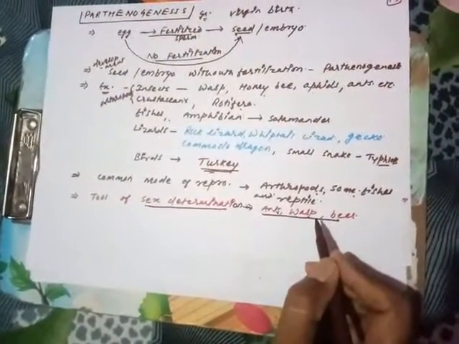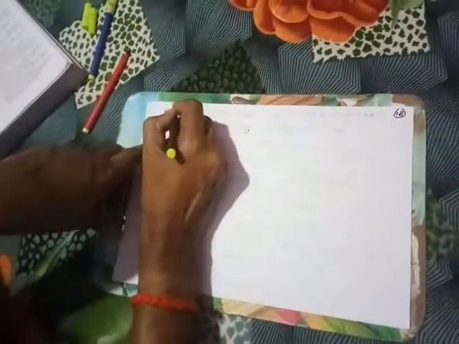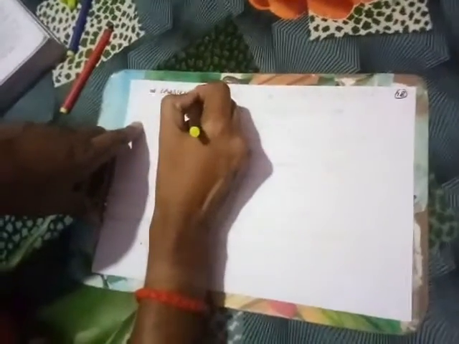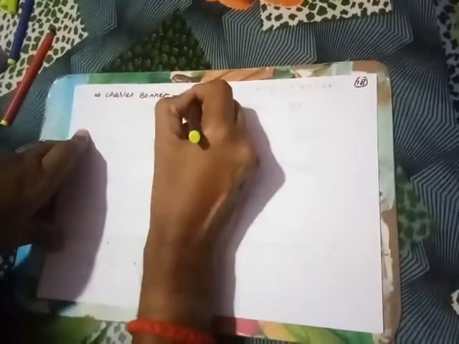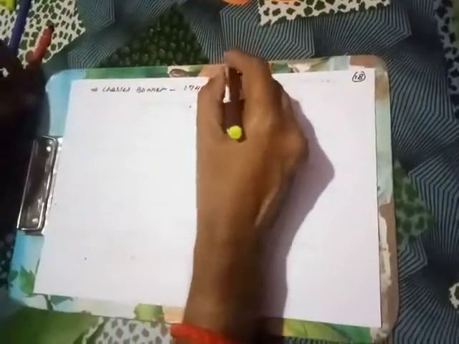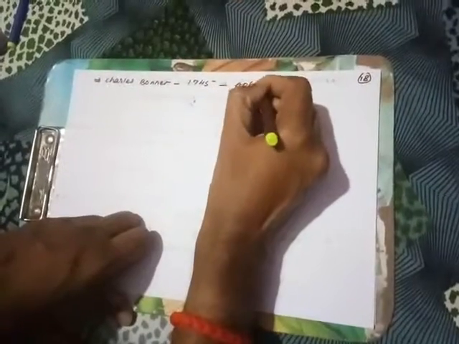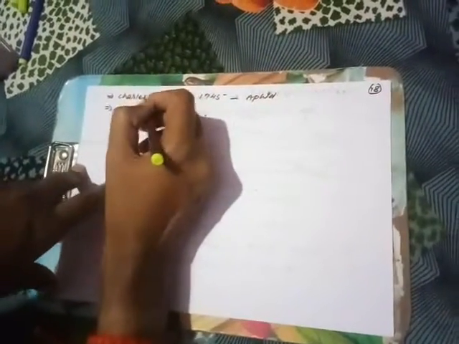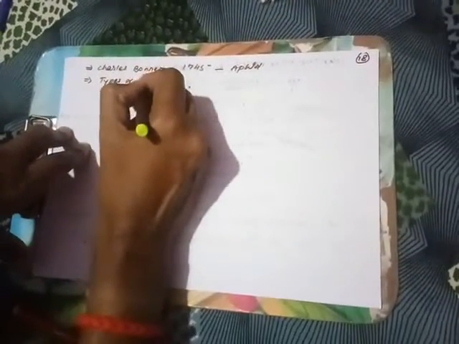So is it clear to you all till now? Parthenogenesis was first reported by Charles Bonnet in 1745 while he was studying an insect, the aphid. So it was first studied by Charles Bonnet in the insect aphid. Now we are moving on to the types of parthenogenesis.